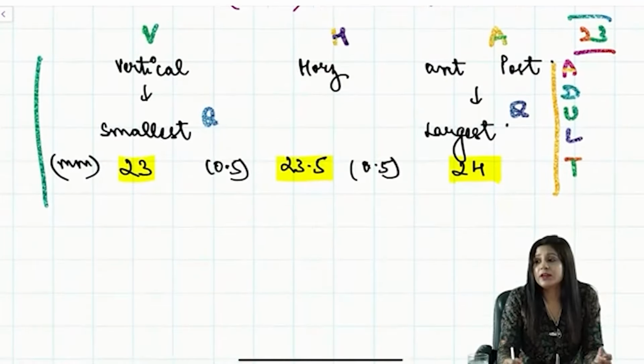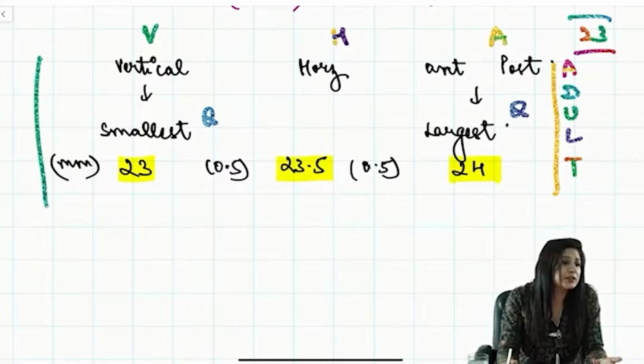Now what about the diameters at the time of birth, newborn में? Will you have same diameters at birth or different?